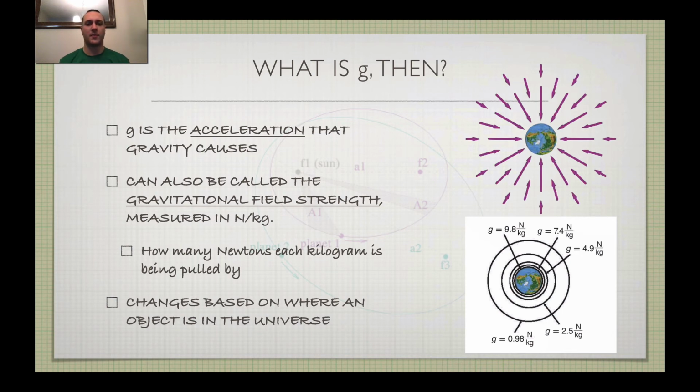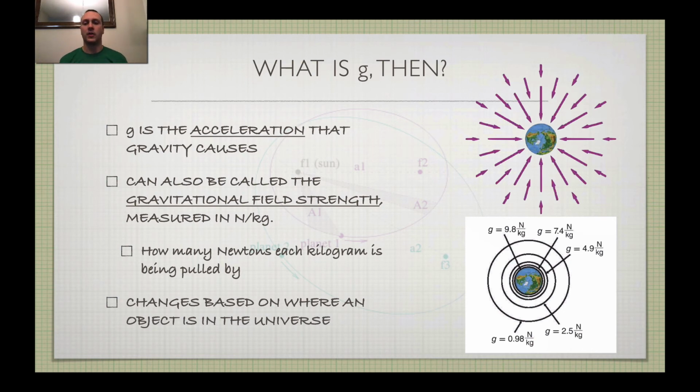The kilograms drop out, you're left with meters per second squared, which is acceleration. But ultimately, it's how many newtons of force are pulling on this object per kilogram of mass that it has. And this changes depending on where you're at in the universe and, quite frankly, where you're at on a planet. The further away you get from the center of mass of that planet, the lower your gravitational field strength is. Closer to the center, higher g.